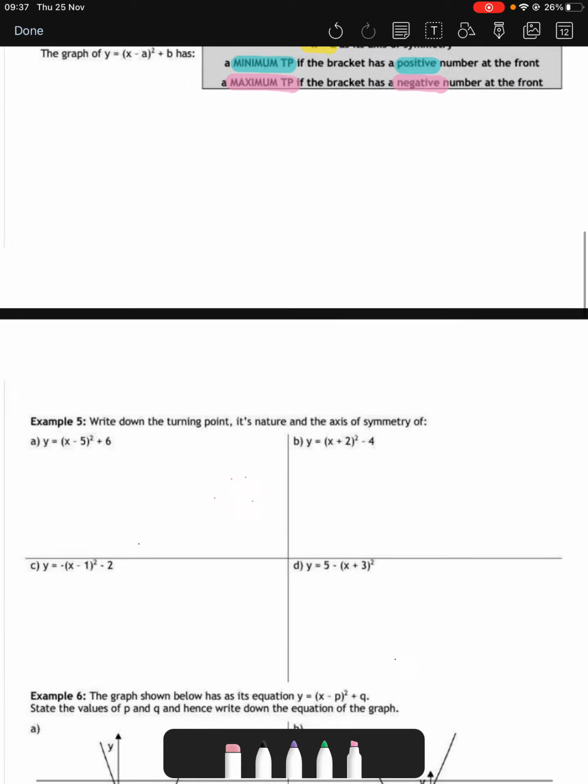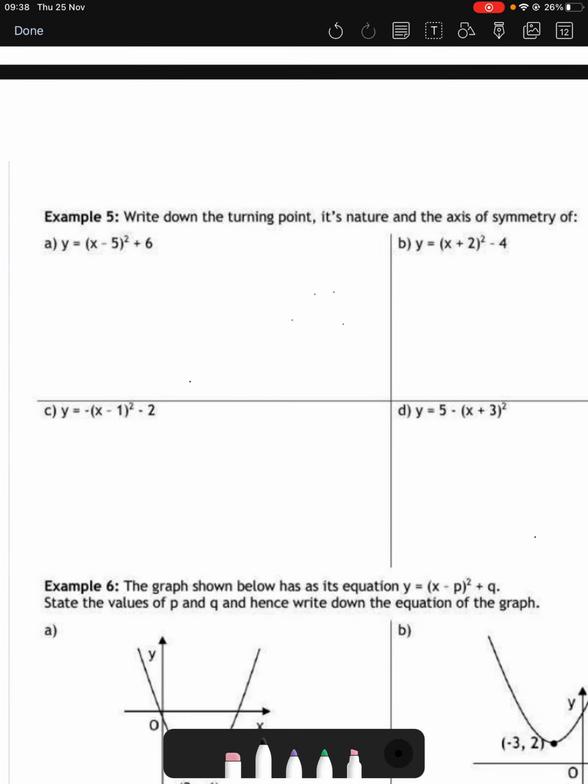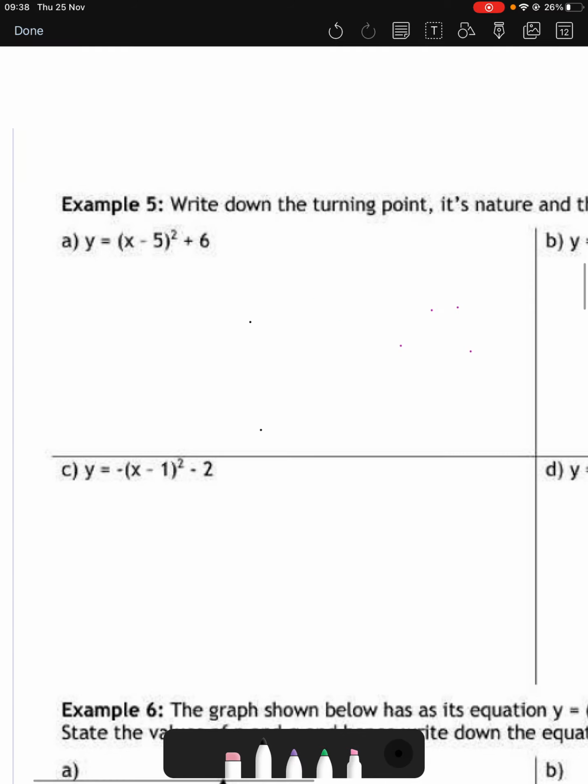Okay, so if we're given the graph, basically how do we get the 3 bits of information? So, first one. We're given y equals x minus 5 all squared plus 6. So first of all, your turning point. We look at the numbers in here.